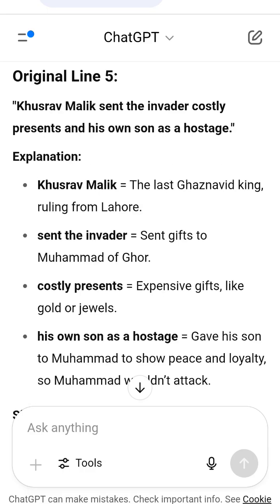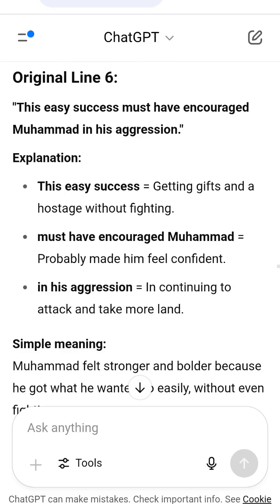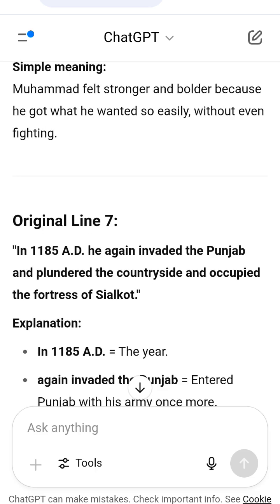4. Step-by-step takeover of Punjab. Capture of Peshawar, 1179 AD. Muhammad attacked the city of Peshawar, which was under Ghaznavid control. He defeated the Ghaznavid forces and captured Peshawar. This was his first real success in India.